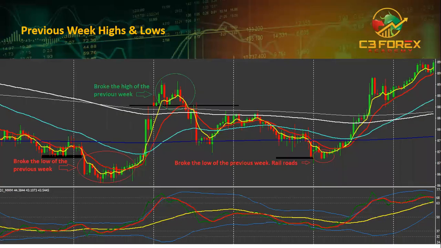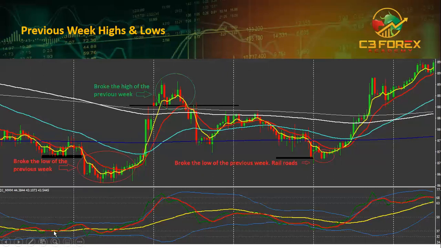All right. So this black line right here paints the low of the previous week. Next example, they come out and break the low of the previous week with a big momentum candle. I told you after a momentum push, you can expect a pullback. Immediately after the momentum push, the market pulls back.